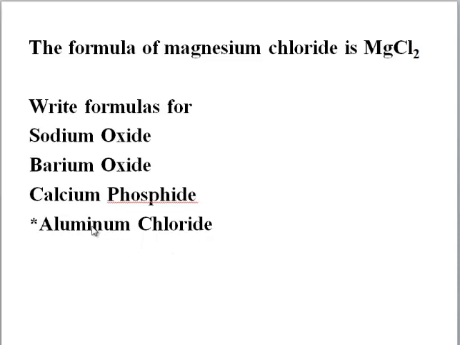And before you attempt aluminum chloride, you should know that the aluminum atom forms a cation with a +3 charge in ionic compounds. That is also stated in the text. Stop the presentation, attempt formulas, and then move on to see the solutions.